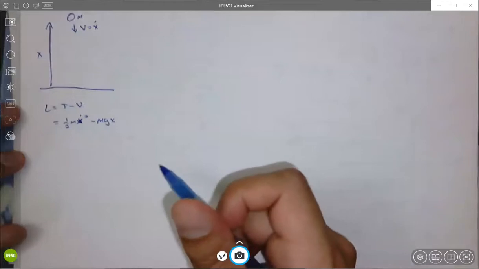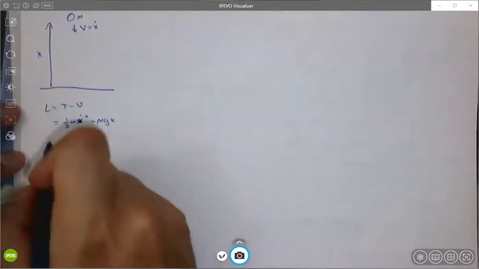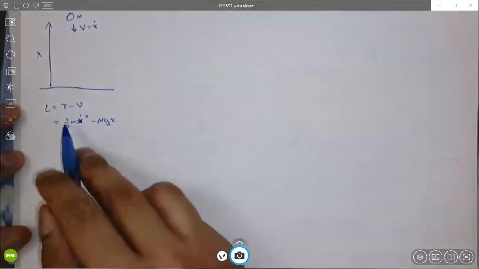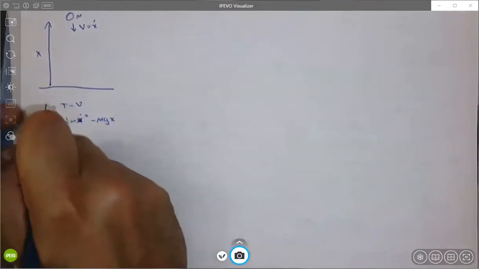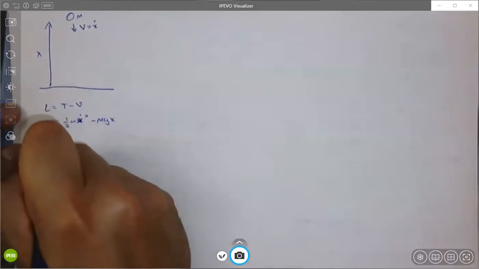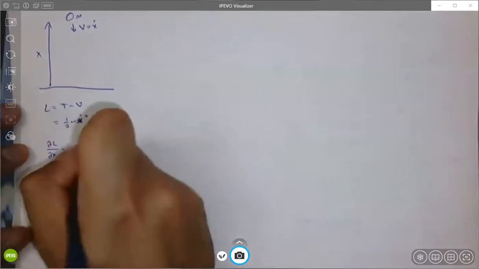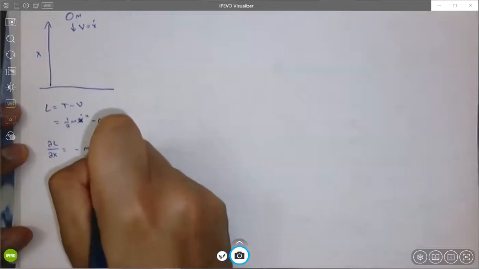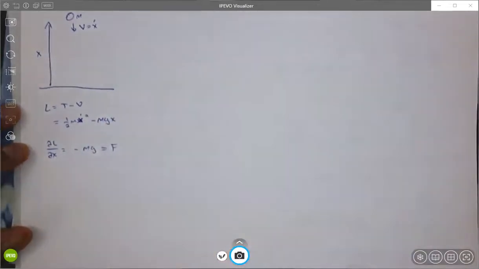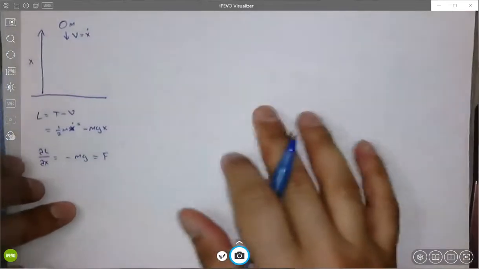And then what could we do with that? We could figure out what the forces involved in here are. So the force is just going to be dL over dx, and that's going to be 0 minus mg, and that is the force due to gravity. All right. How about another one?